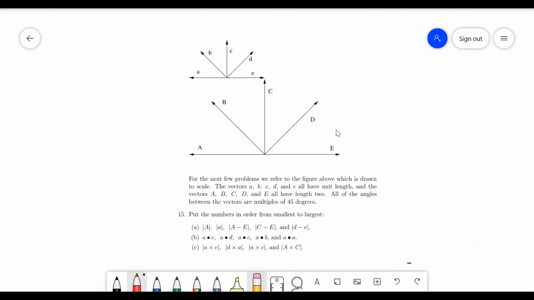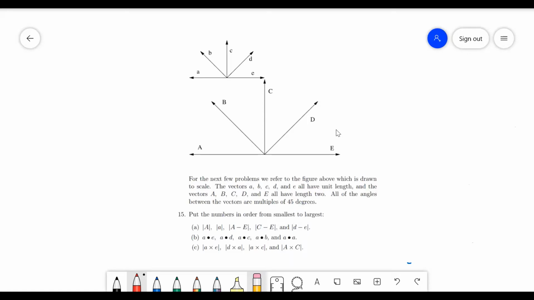In this video, I wanted to do a little bit of a different example. This is just comparing different magnitudes and values that we get by taking the length of different vectors, the dot product, and then also looking at the cross product of different vectors. So the setup for this problem is that we're going to use these two sets of vectors here that are labeled A through E, lowercase and capital letters.